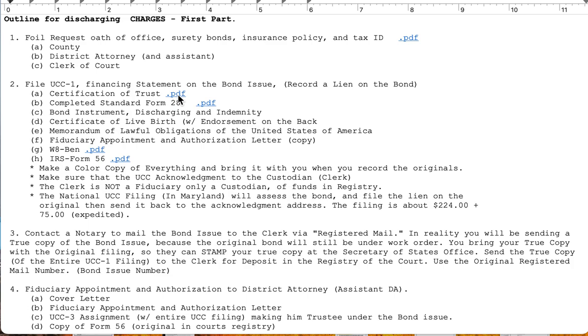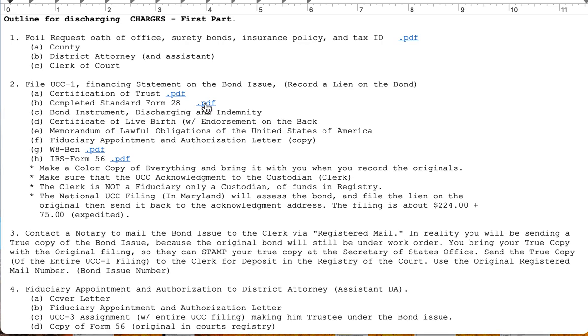So when I finish getting all of these documents together, and that's what I was going through here, all this stuff in step 2 is the bond issue. The only thing that won't be in there is these documents we use to request to get their insurance policies and all that information. The certification of trust is in there. The completed standard form 28.